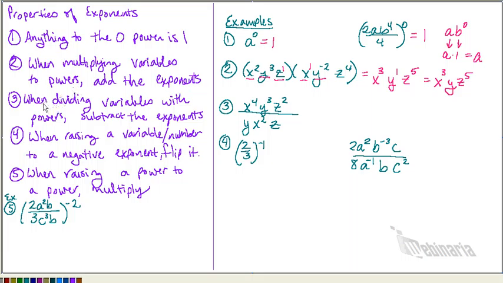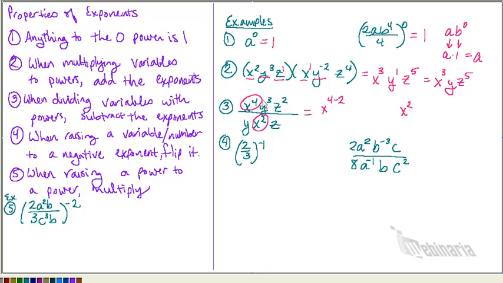Property 3. When dividing variables with powers, subtract the exponents. Let's look at example 3. We have x to the 4th, y cubed, z squared, over y, x squared, z. We need to subtract the exponents. Let's look at the x's. X to the 4th over x to the 2nd power. Subtract 4 minus 2, and that is going to give us an x squared.